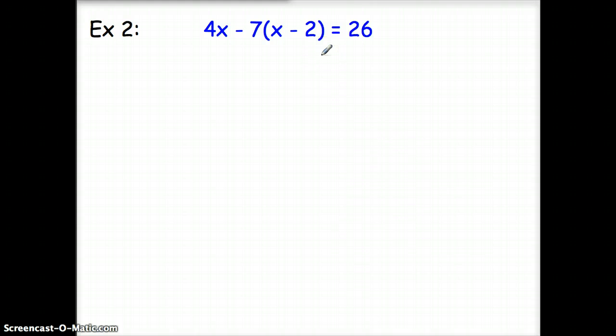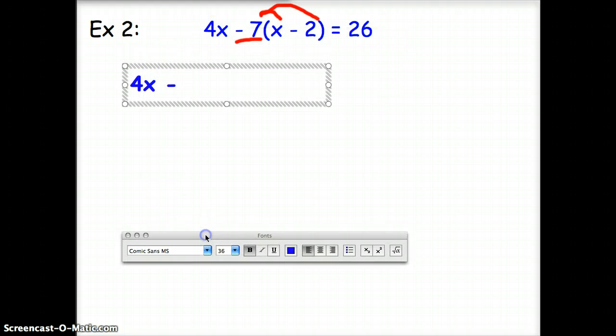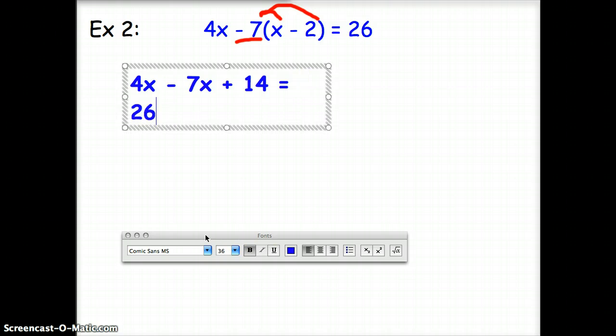Example 2. In this problem we have a couple different things going on. We've got a negative 7 times x minus 2. So our first step before we can combine our like terms, we have to expand this by multiplication, or by using our distributive property. So this problem then turns into 4x minus 7x plus 14 equals 26.